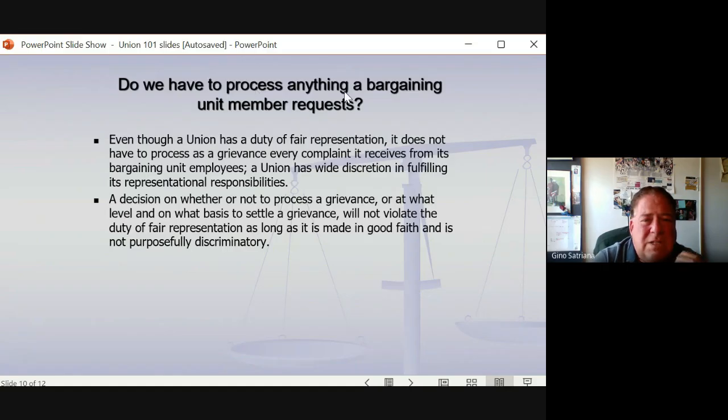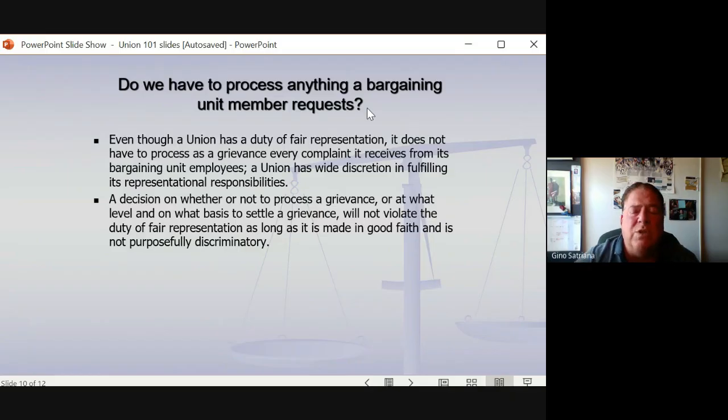Do we have a process? Anything a bargaining unit member requests. Now, we have the right of, and I'll go over your employee rights. Even though the union has a duty of fair representation, it does not have to process a grievance on every complaint it receives from the bargaining unit members. So every complaint that we get doesn't mean it's grievable. There's a difference between a gripe and a grievance.